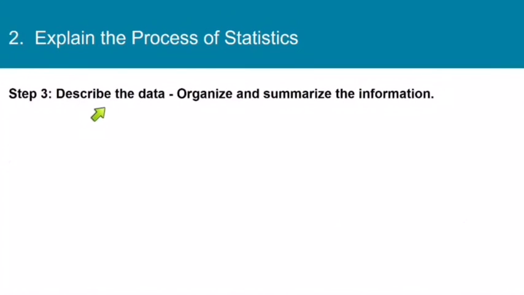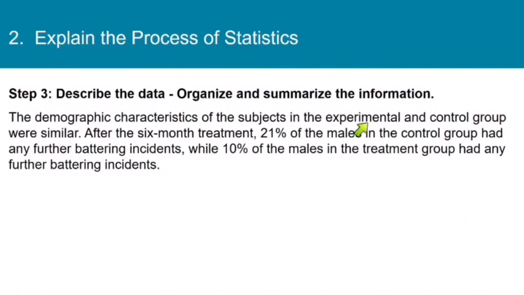Okay, step 3 would be to describe the data, organize and summarize the information. So remember when they calculated the percents for each group? That was organizing and summarizing the data. The demographic characteristics of the subjects in the experimental and control group were similar. After the 6-month treatment, 21% of the males in the control group had further battering incidents, while 10% of the males in the treatment group had any further battering incidents. So really right here is the summarizing of the information.